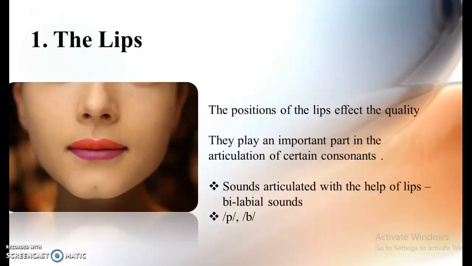The first important organ of speech is the lips. So you have a lower lip situated in the lower jaw and the upper lip situated in the upper jaw. Now the lower lip is movable, whereas the upper lip is fixed. And sounds articulated with the help of the lips are known as bilabial sounds. The examples of bilabial sounds are p, b. So when you pronounce the sound, you'll find that you use lips to produce those 2 sounds.